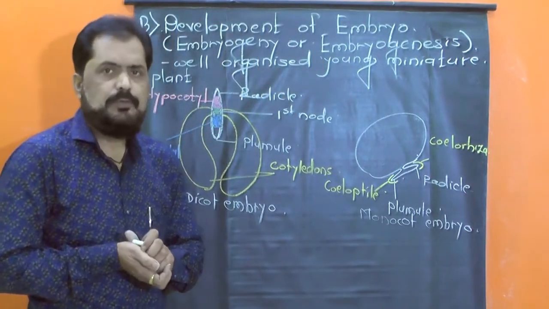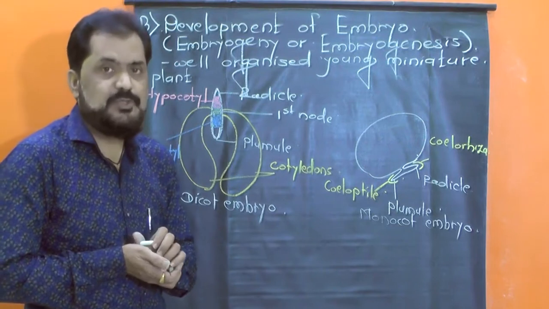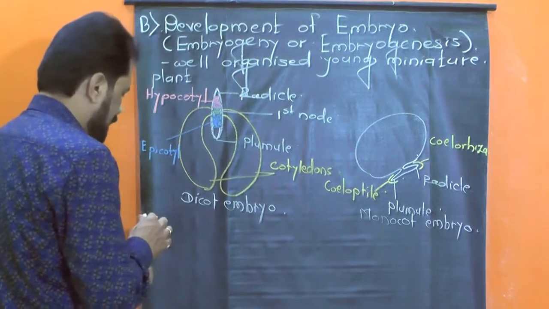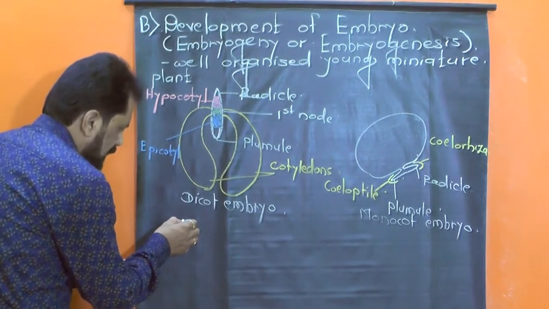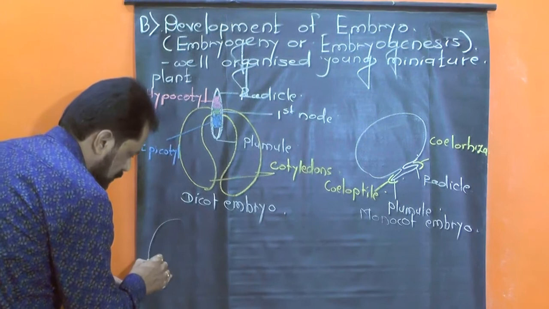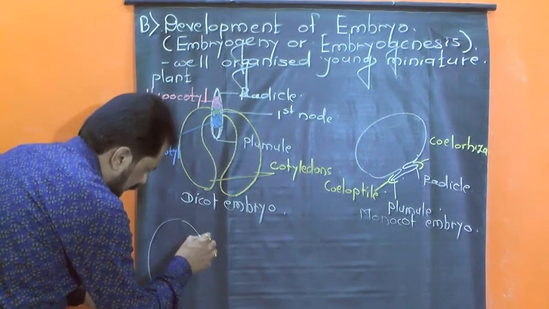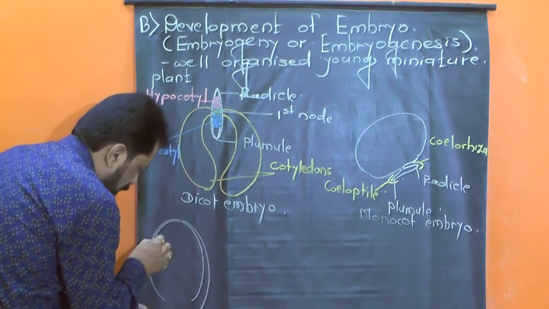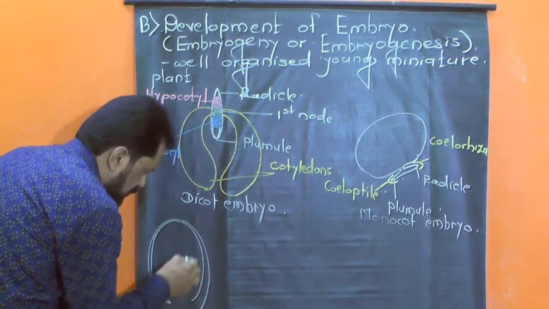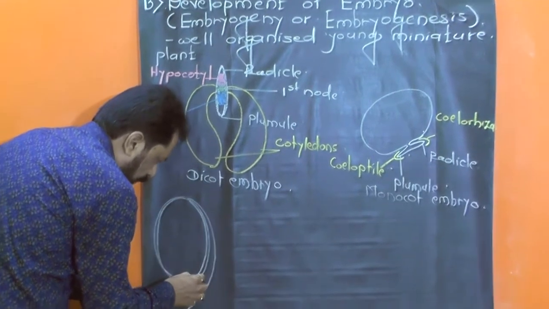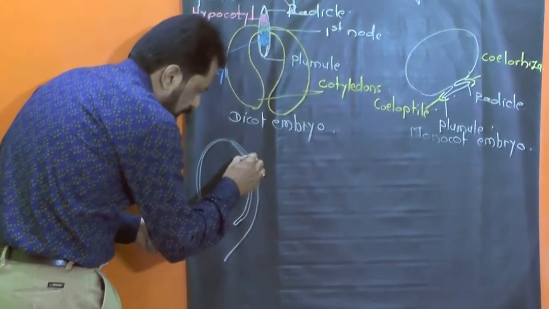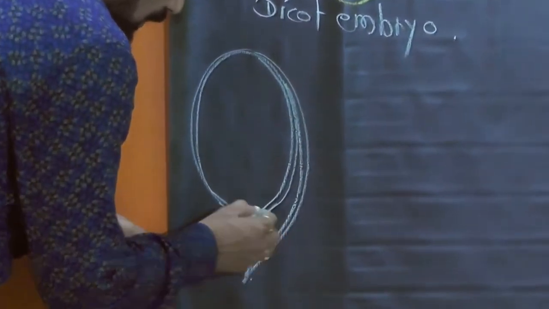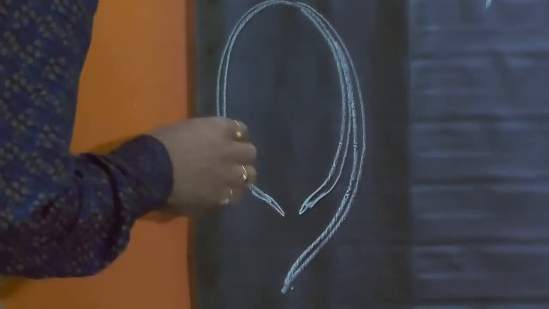All of you know that the zygote leads to the formation of the embryo. Now please look at the blackboard. Once again I am going to draw the anatropous ovule, because we know that in the majority of angiospermic plants the ovule is of the inverted anatropous type. Here I have shown the integuments and micropyle.